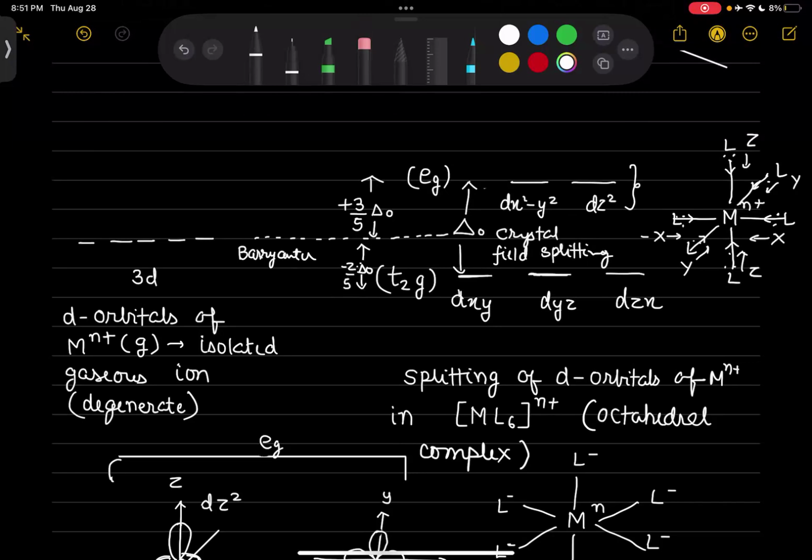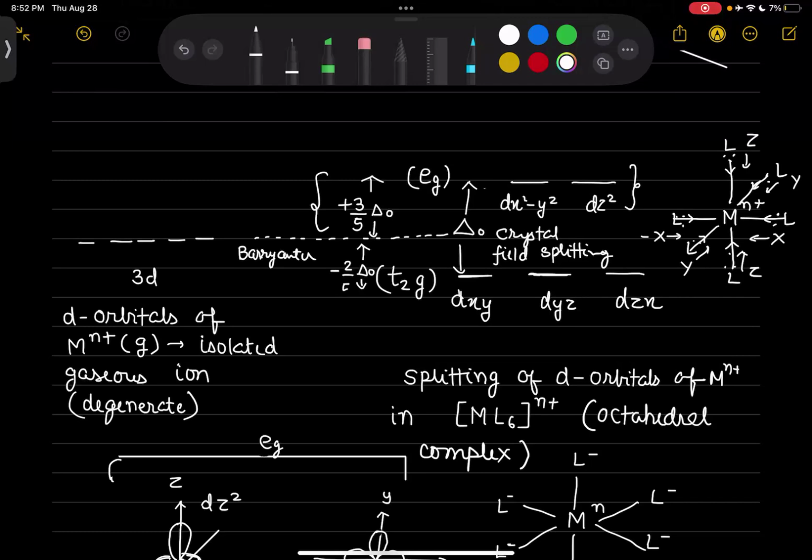Okay, so this whole gap is delta, and as you know, the axial set of d orbitals will face more repulsion from the incoming ligand, so their energy will be raised higher than the average energy. How much higher? 3 by 5 times the whole gap delta. And the non-axial set of d orbitals, their energy will be raised less than the average energy. How much less? Minus 2 by 5 times delta.